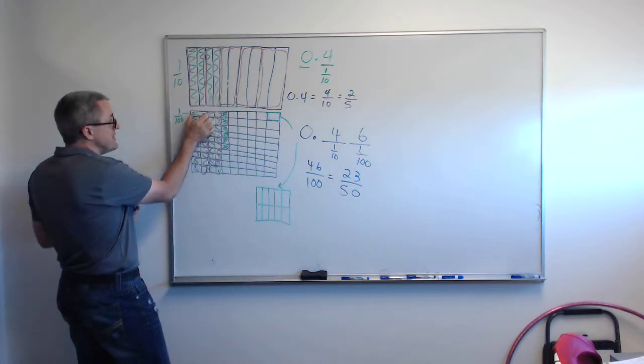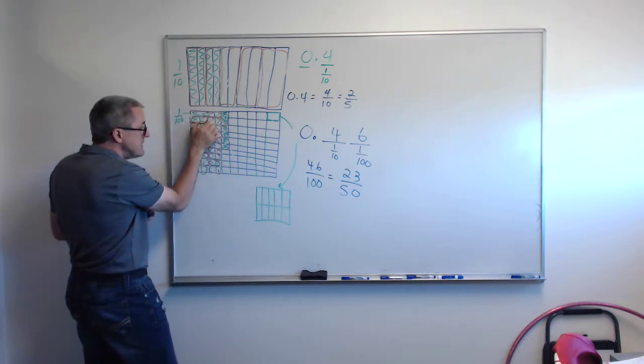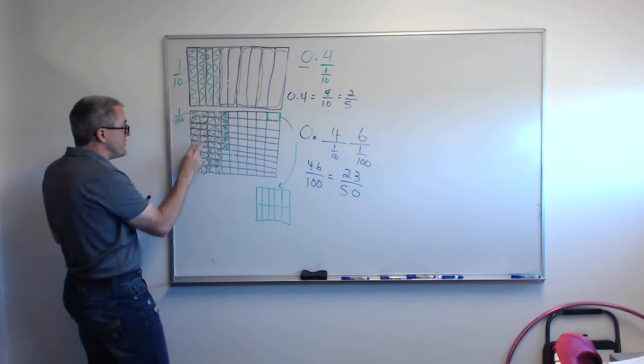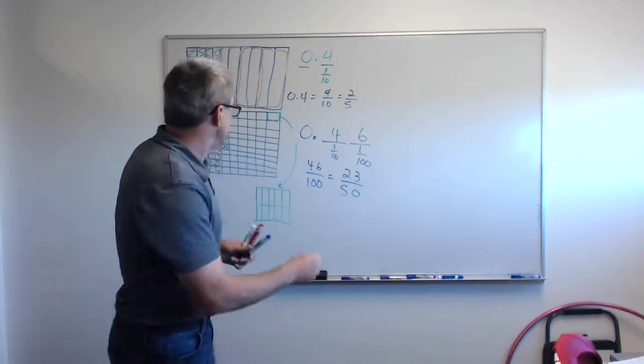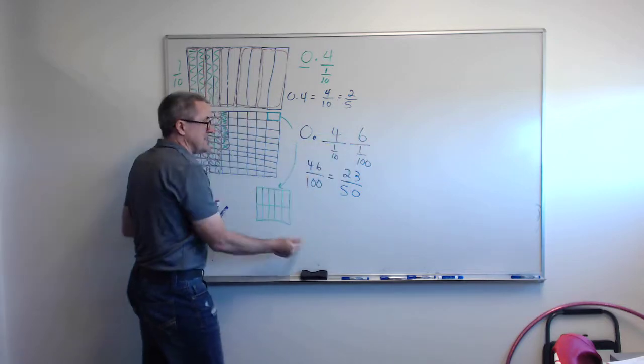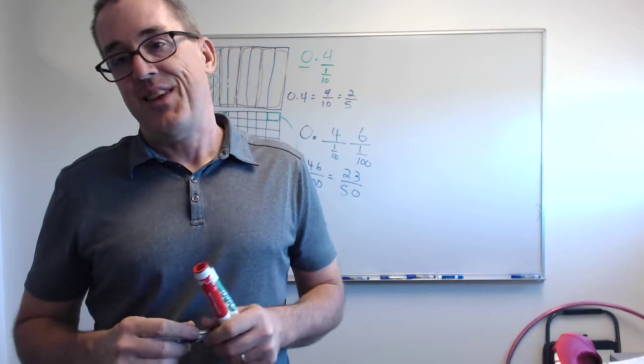So you can think of this as take the whole, cut it up into 50 of these. So 1/50th. I have 23 copies of those 1/50ths, same amount of space. So 0.46, 46 hundredths, 23 50ths, all are representing the same thing.